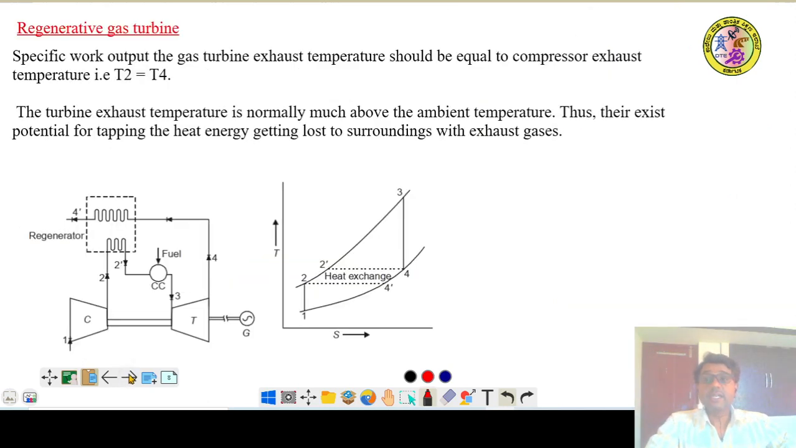So next is the regenerative gas turbine. So why are we going to use this regenerative gas turbine?